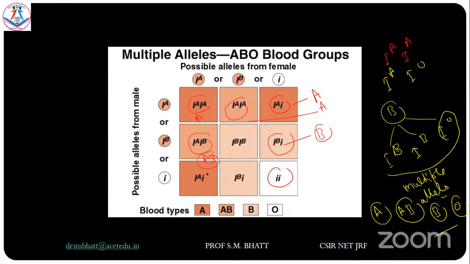How many AB are possible? 25%, only one. A blood group, 3. B blood group, 3. Recessive, 1. So the ratio is A 4, B 3, AB 1, O 1. Right? So this can be a possible question.